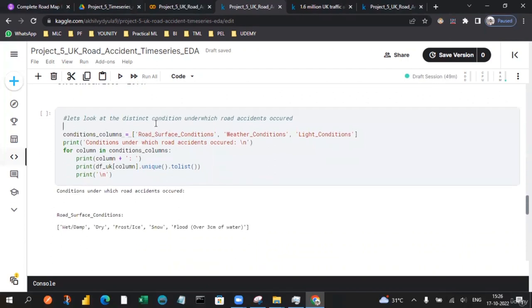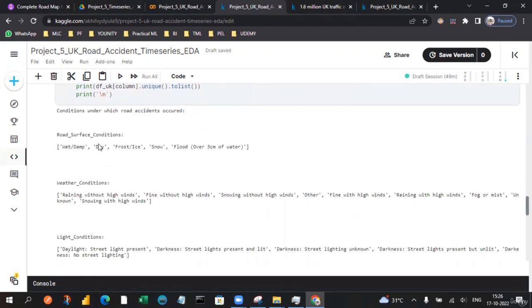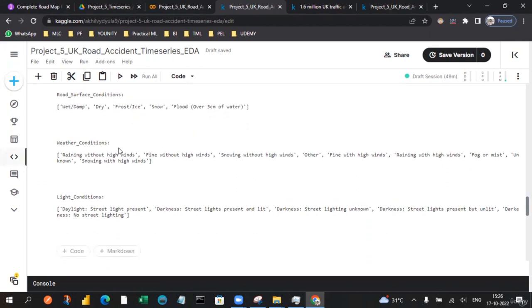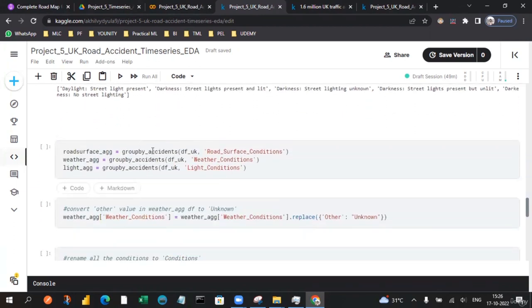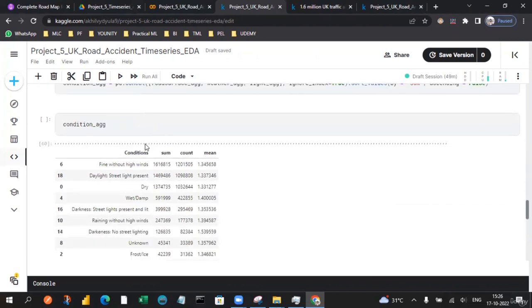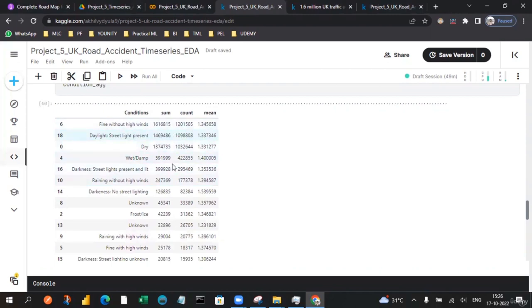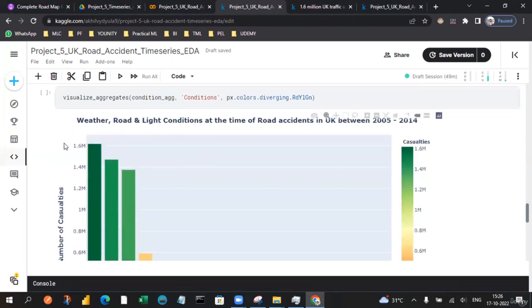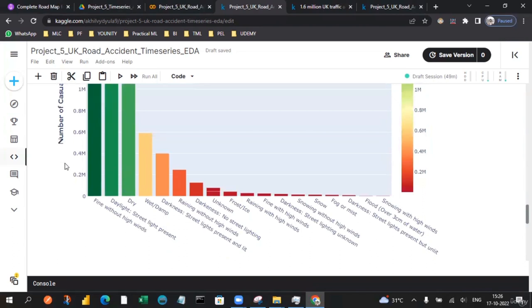So what exactly are the columns we're going to get? The unique records correspond to temperature, dry, and also snow, flood, and weather conditions like these. Let's play around with a group-by on the data set so that we eventually get some idea and analysis of these results. Different conditions have different sums of the number of casualties.